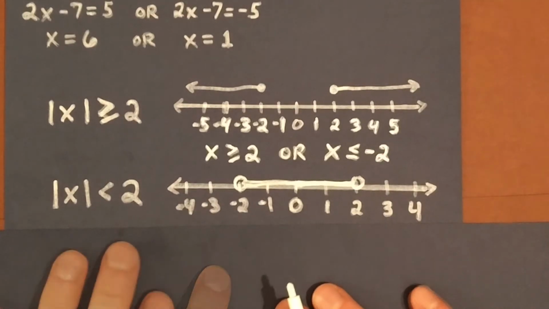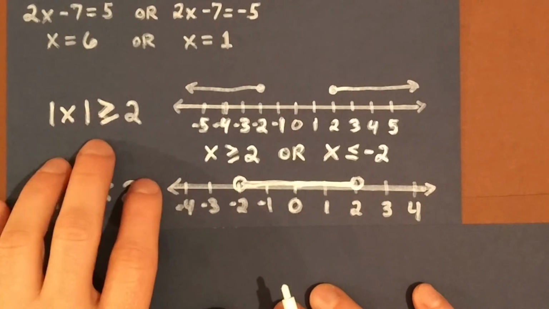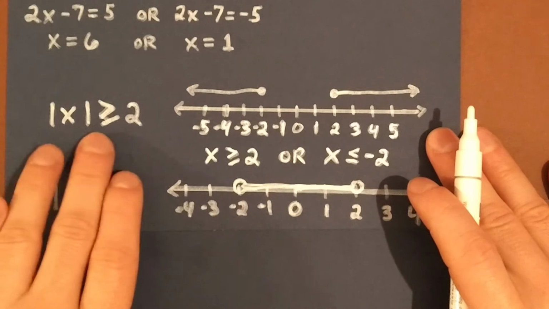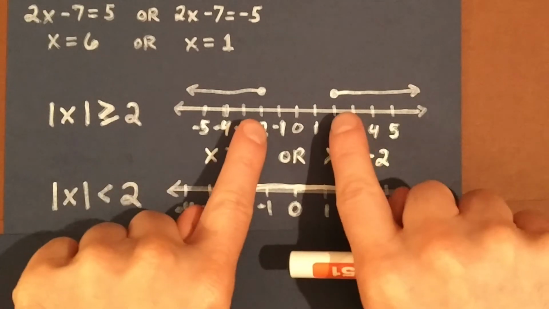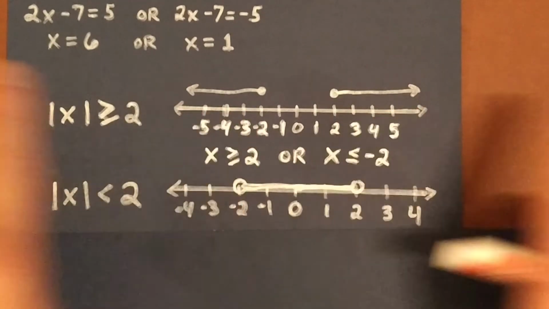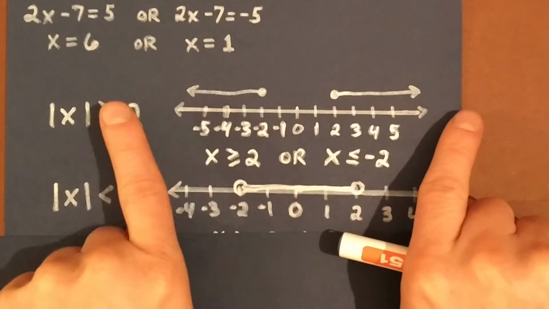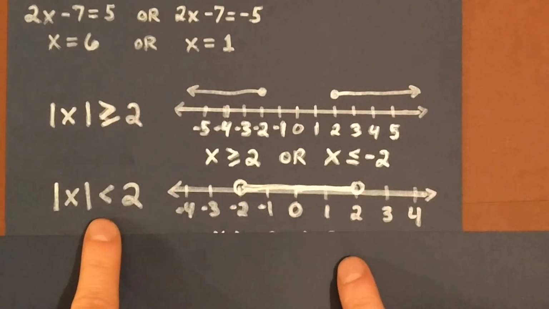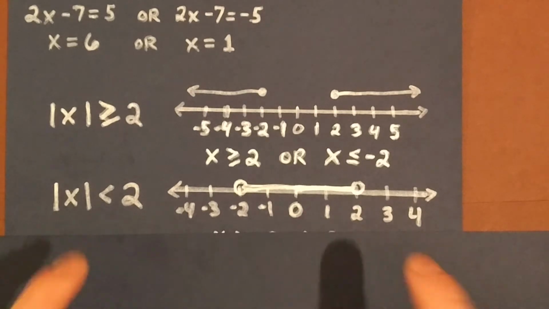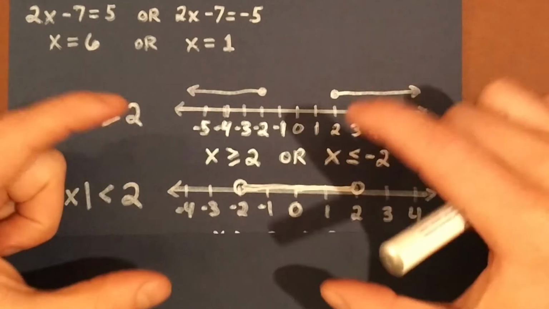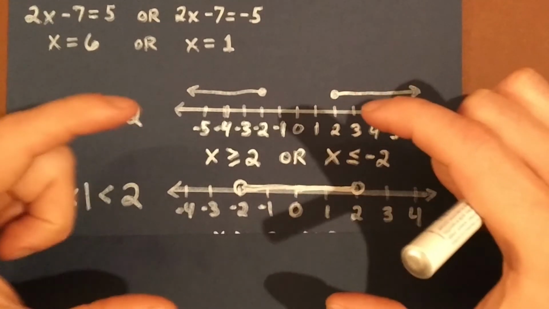Either one works. But you can see here, when we have an absolute value is greater than something, we're talking about distances greater than something, and the solution will go to the right and to the left. But when the absolute value is less than something, we're saying the distance is limited. It's up to a certain distance. And so we have this solution in between values.